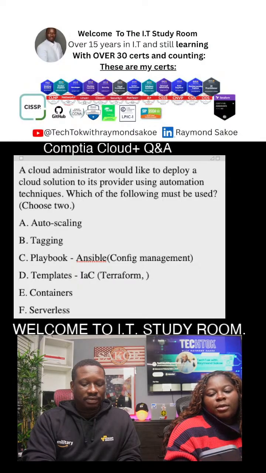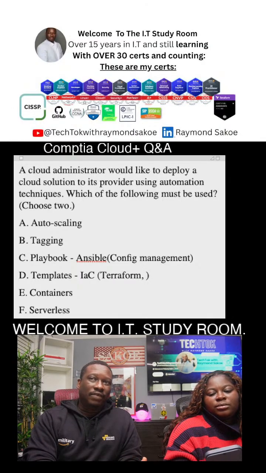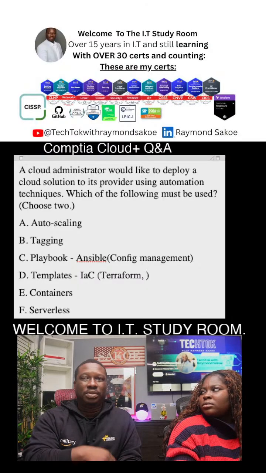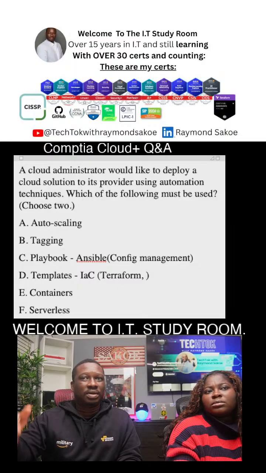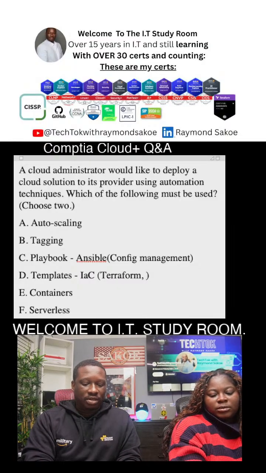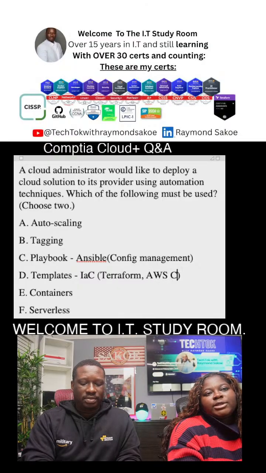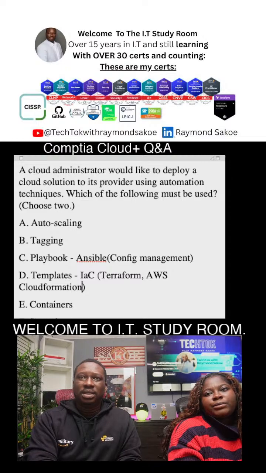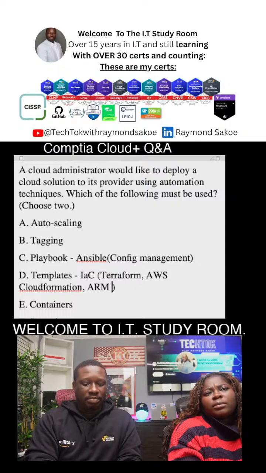Terraform is vendor neutral, right? So basically, you can use a Terraform template to deploy to AWS, Azure, Oracle, all those clouds, and even on premises. But with AWS, we have AWS CloudFormation, which is IAC for AWS. And we have ARM templates.